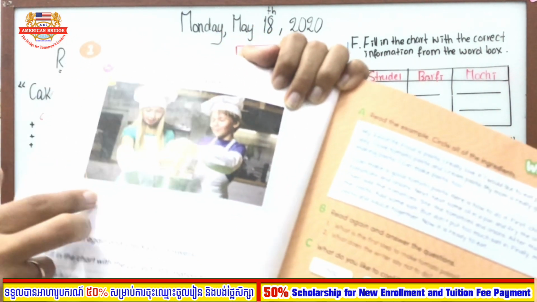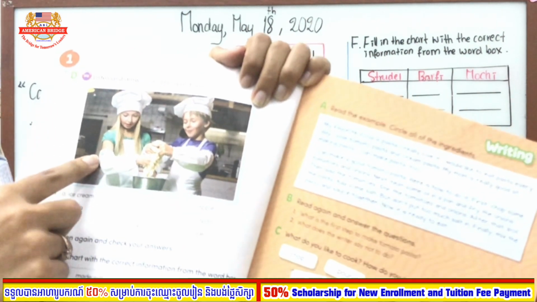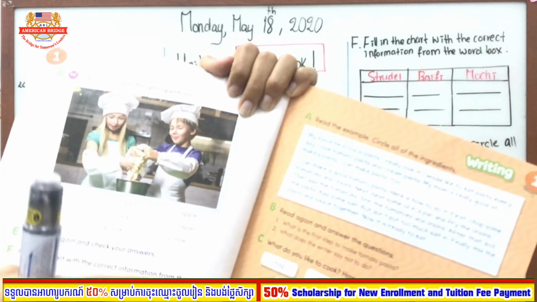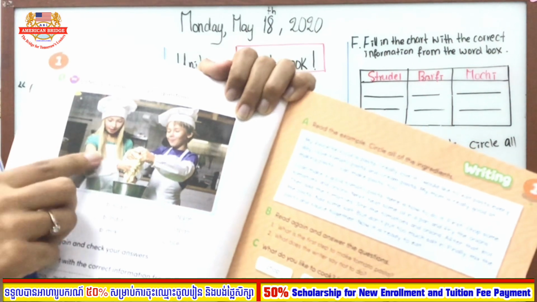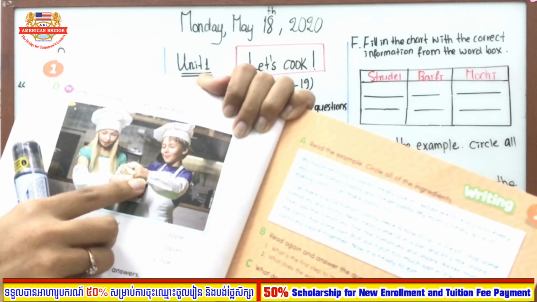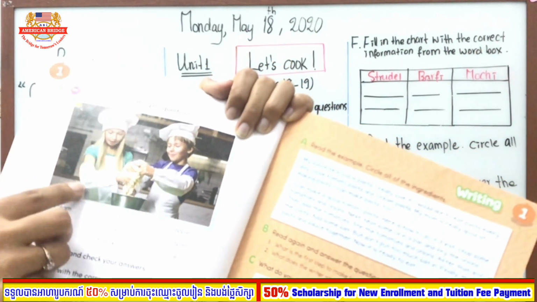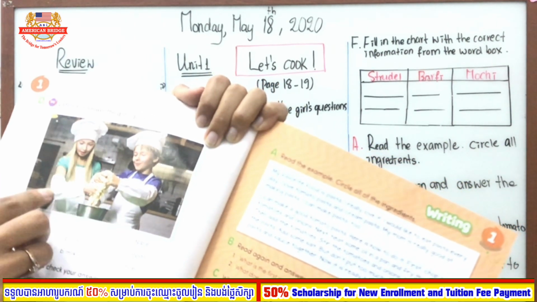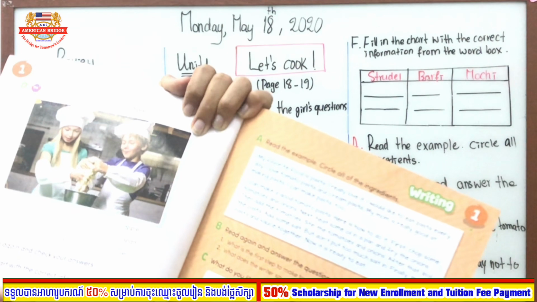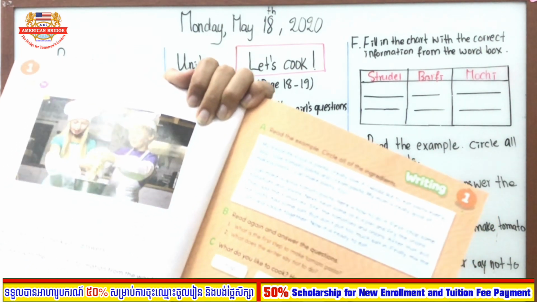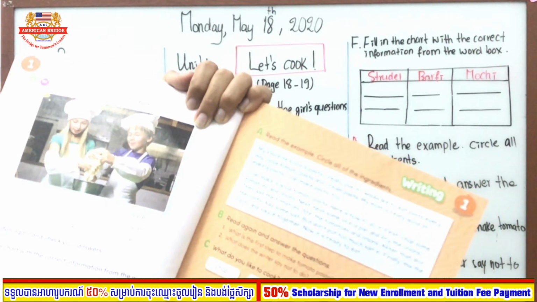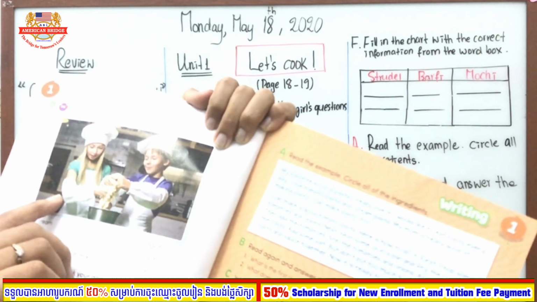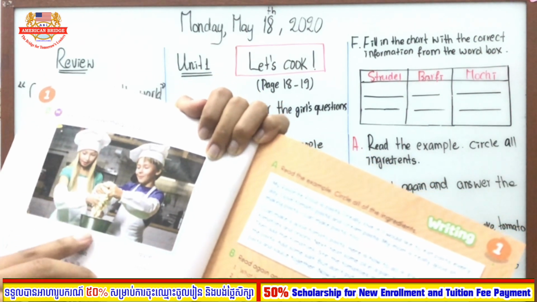Could you see the picture here? There are two people, a beautiful girl and a handsome boy. They look like cooks, right? So maybe they are cooking cakes. We could guess like this, and maybe they are at home or maybe at the bakery, right?